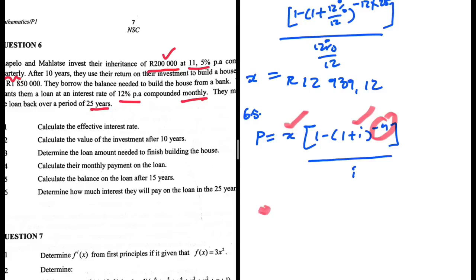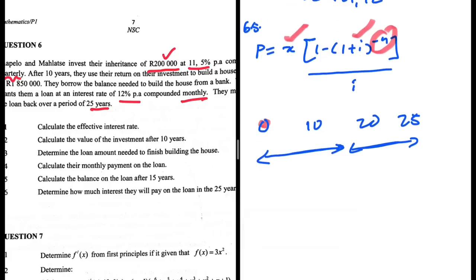So 0, 10, 20, 25. 15 years is somewhere here. After we've paid the loan for 15 years, how many years are we left with? We are left with 10 years that we still need to pay. So that is the value of n we would use in this case. In place of n, we just substitute 10 multiplied by 12, because it is compounded monthly.